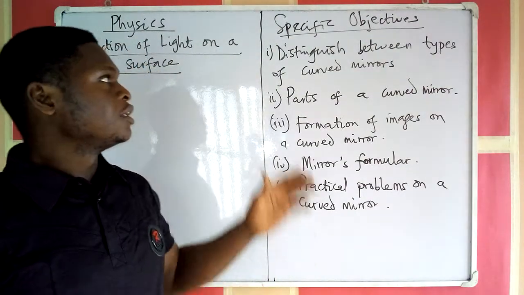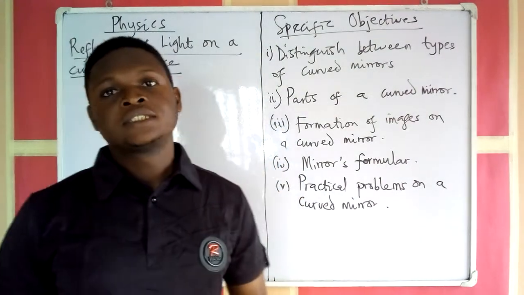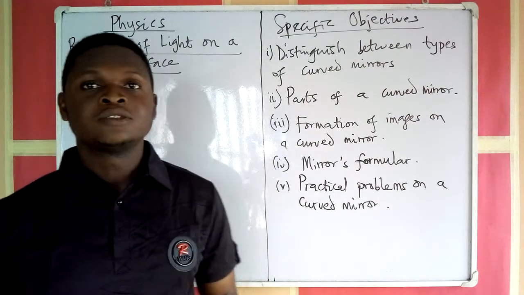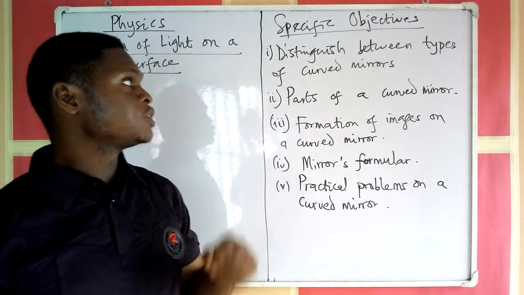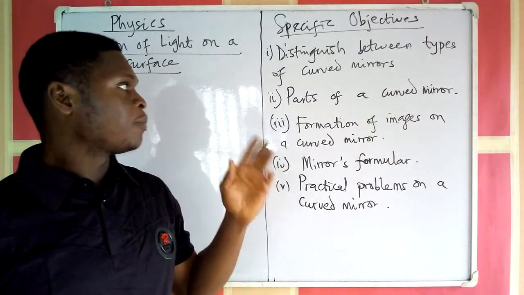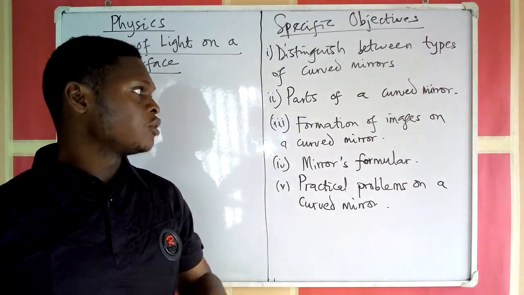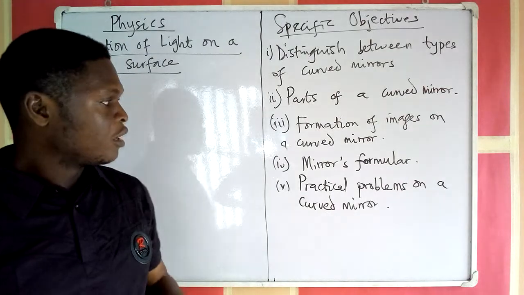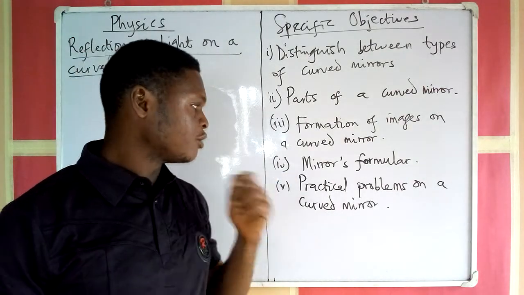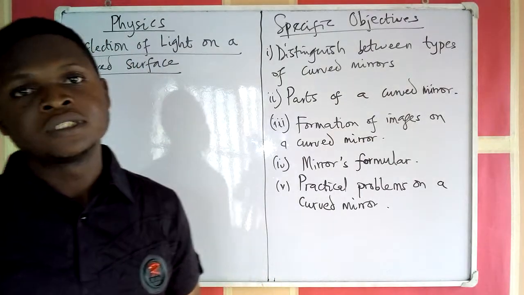And the objective we have for this class is that at the end of this lesson, you'll be able to distinguish between types of curved mirrors, parts of a curved mirror, also know the formation of image on a curved mirror, also look at mirror's formula and also the practical problems on a curved mirror.